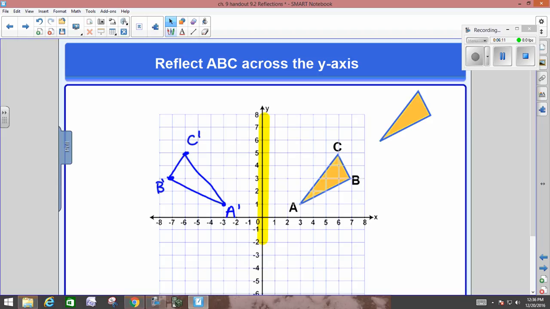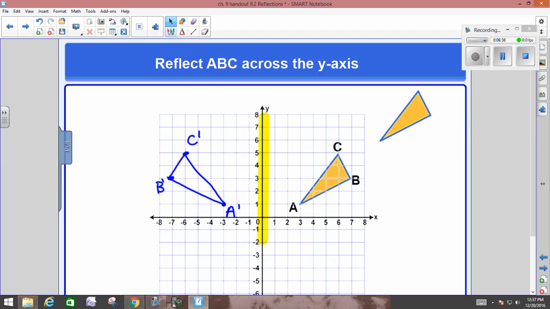Okay, so when you look at those blanks you just filled in, what do you notice about the coordinates of A, B, and C and the coordinates of A prime, B prime, C prime? How are they alike? How are they different? Okay, so when we reflected across the y, the only thing different is that our x's became what? Negative. Doesn't that make sense?